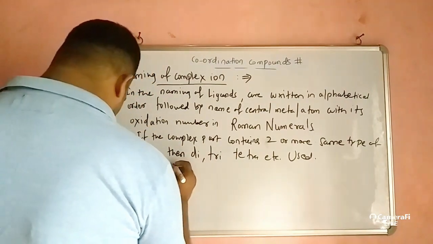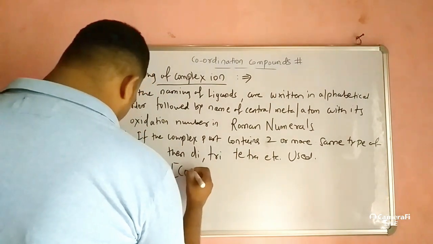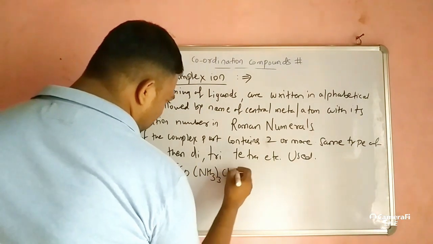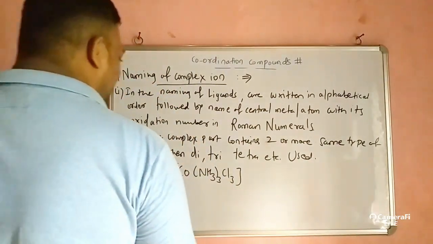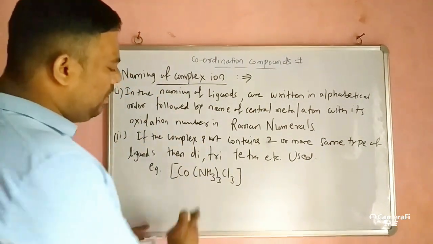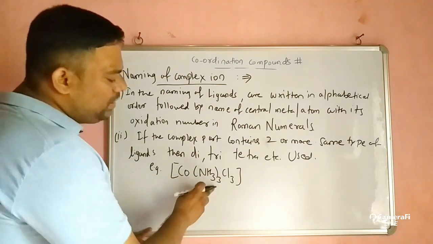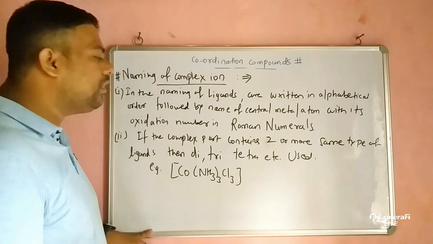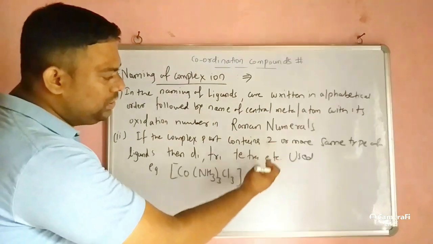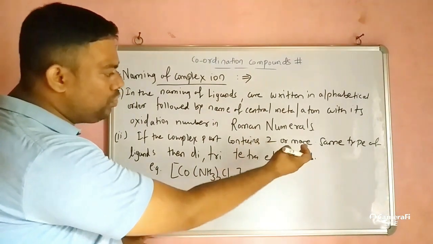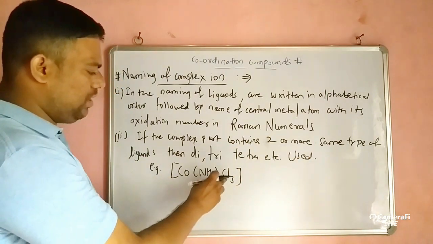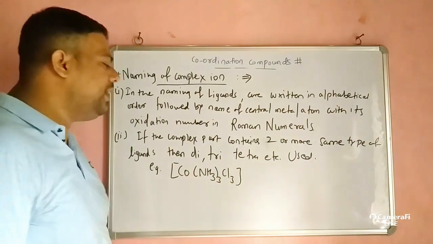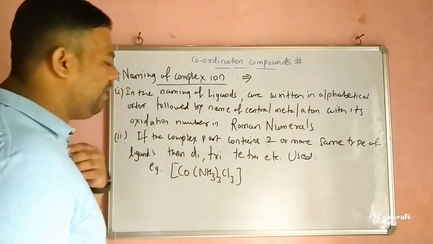For example, suppose this is cobalt with NH3 thrice and Cl3. So how can we write this? The complex contains two or more same type of ligands, here also and here also. So at that time we have to use these as a prefix.